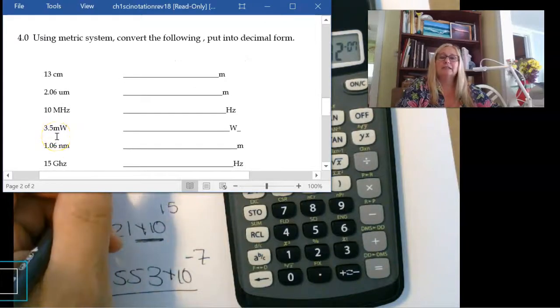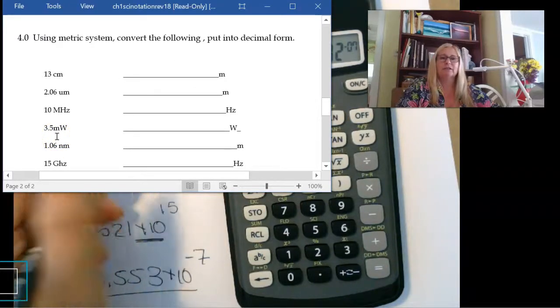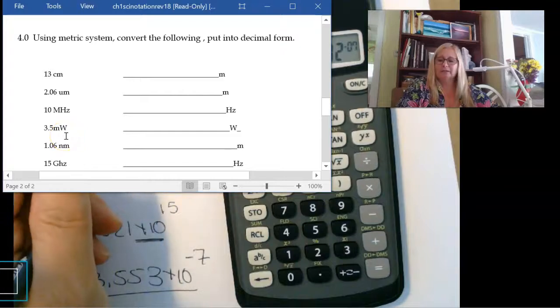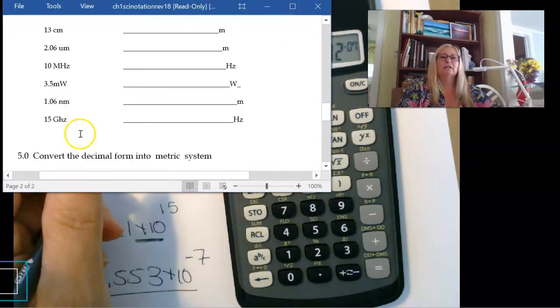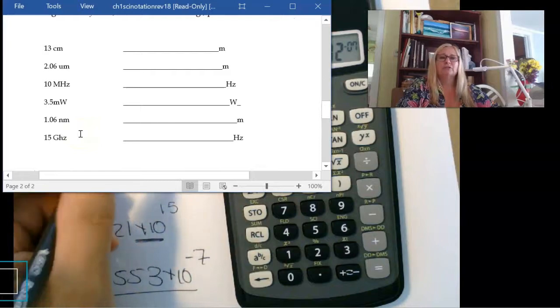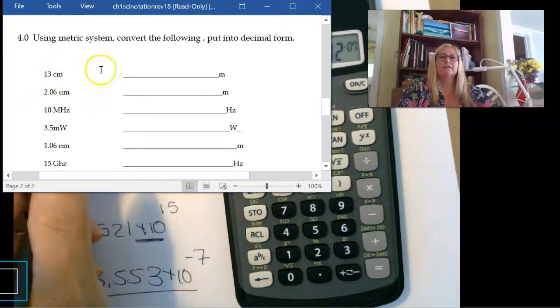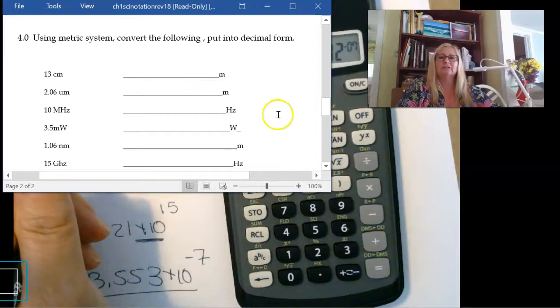3.5, little m is milli. That's the metric system unit. And the W, big W, means watts. Okay? So that's what we're trying to do. So you want to go from centimeter into decimal. The easiest way to do this is to put them in your calculator.